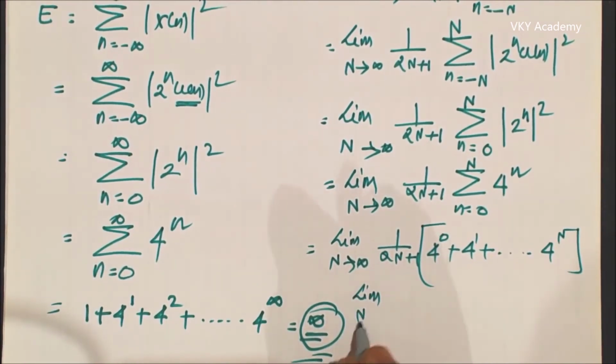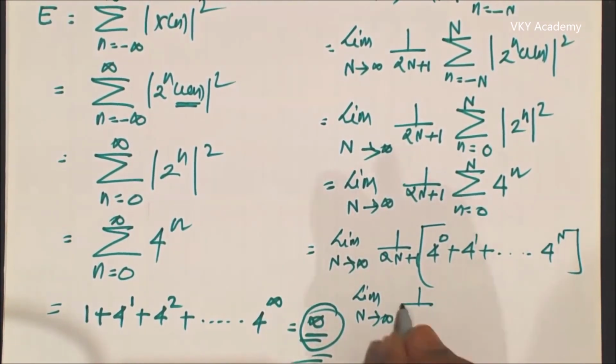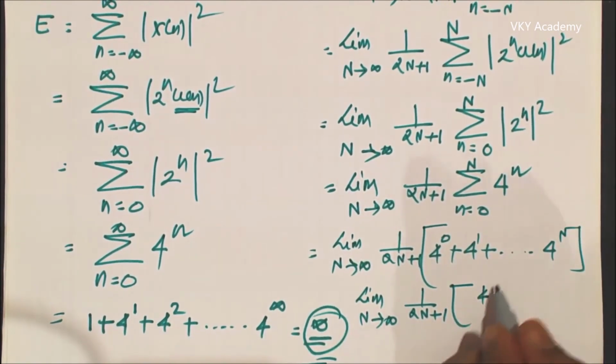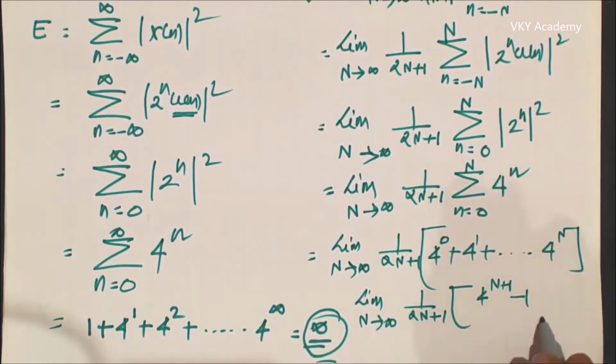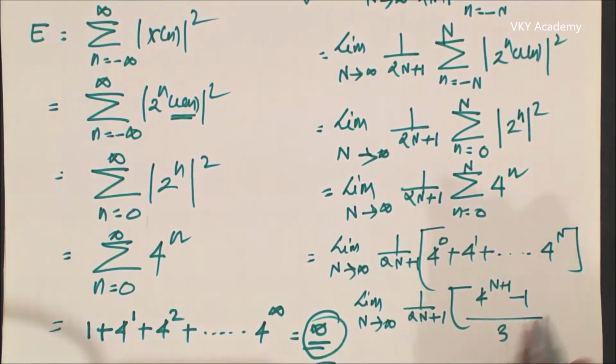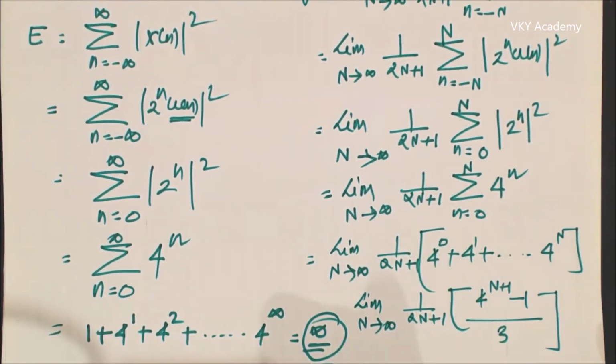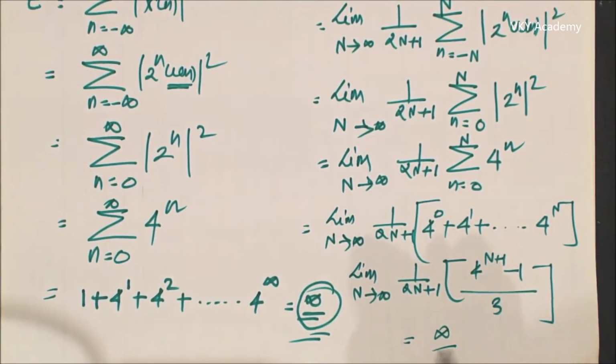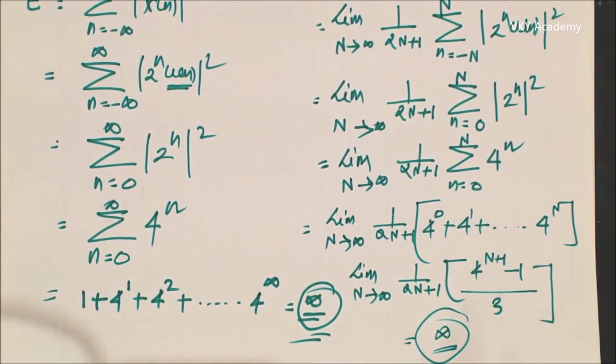Limit capital N tends to infinite 1 upon 2N plus 1 times (4 to the power N plus 1 minus 1) divided by (4 minus 1), which is 3. And the moment we try to find the limit, it will always be equal to infinite. So I can say this particular discrete time signal is neither energy nor power.